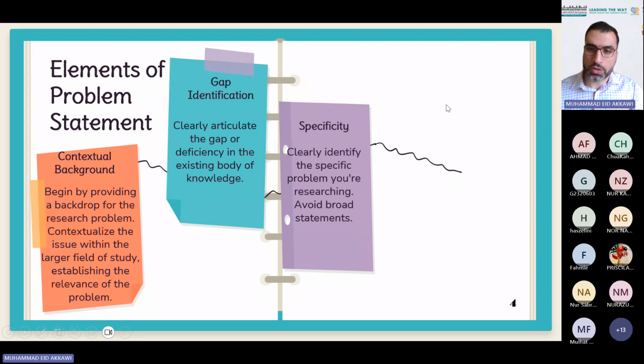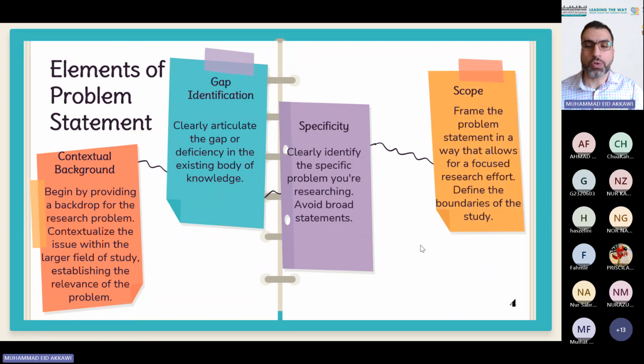And last but not least is the scope of your research. You need to frame the problem statement in a way that allows the reader to know what you are focusing on, so you define the boundaries. For example, you need to be very clear that you are going to do research related to water contamination in the Kuantan area and how this could affect the people who use drinking water from the river, and what problems are associated with it. So these are the boundaries.